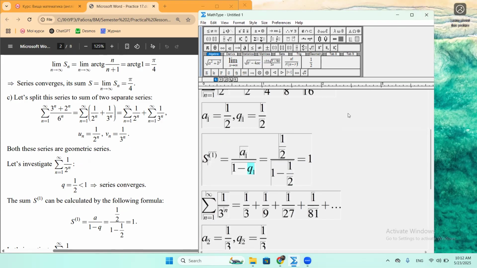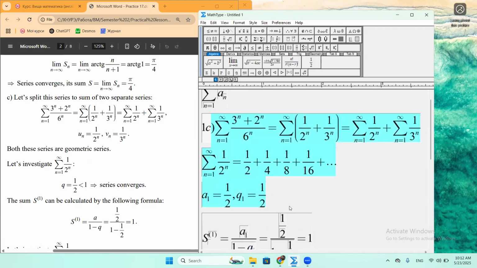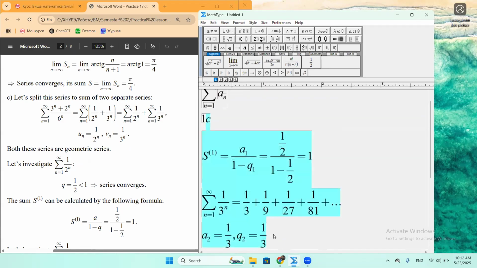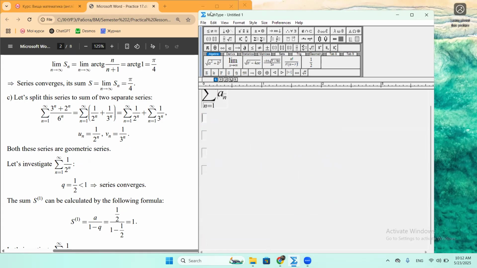So any questions about this exercise? No questions. Okay. Now let's have a break for 5 minutes, and after that we will examine series for convergence.